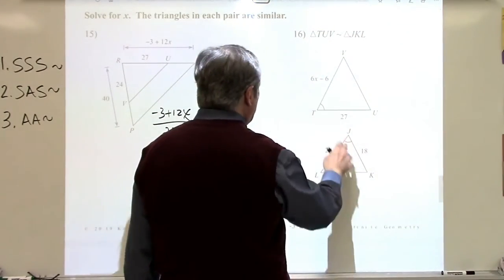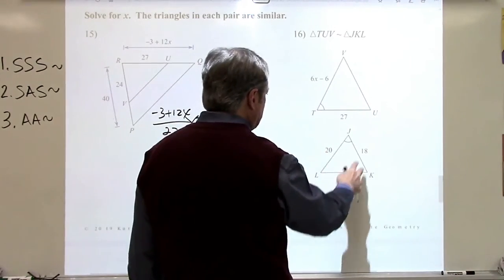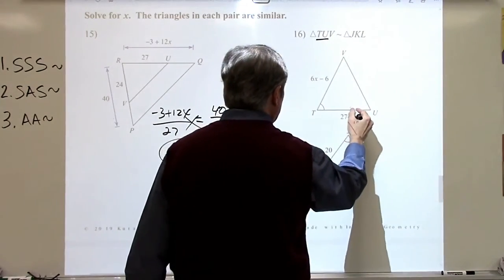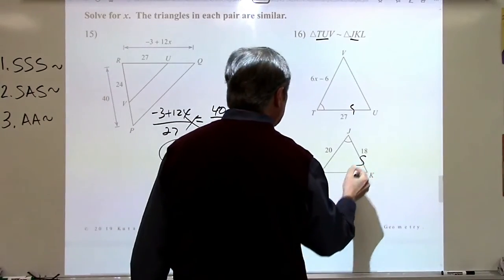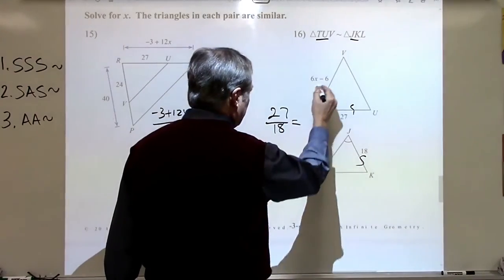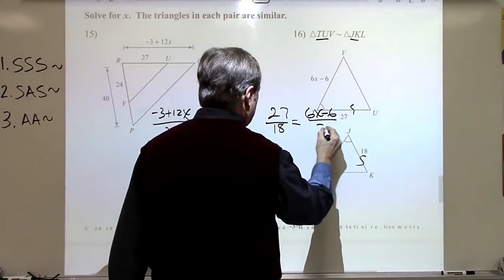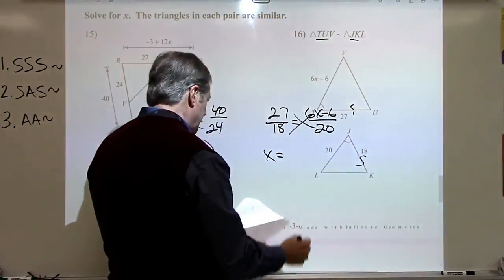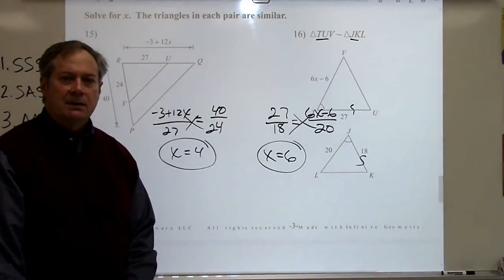And finally, over here in number 16, again, right at the moment, I don't know, does the 6x minus 6 side correspond to the 20 or the 18? So I look up here, I see that segment TU, where is that? That's this one here, goes with JK. Where is JK? Okay, so I know that 27 then compares to 18, which means then that the 6x minus 6 compares to the other side, 20. And you cross multiply, and when you do the algebra, you get that x is equal to 6. And there you have it.